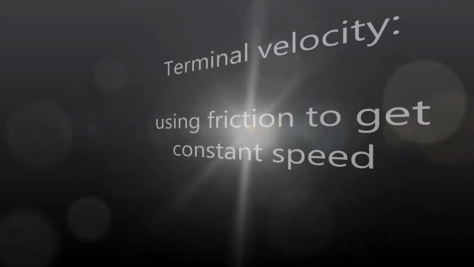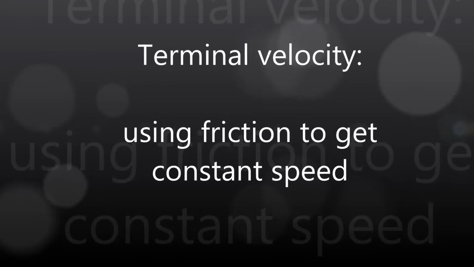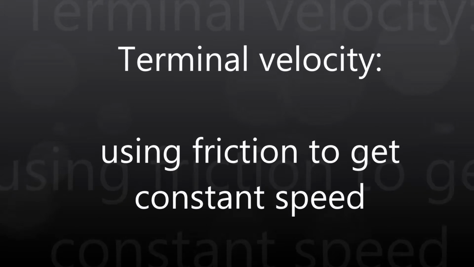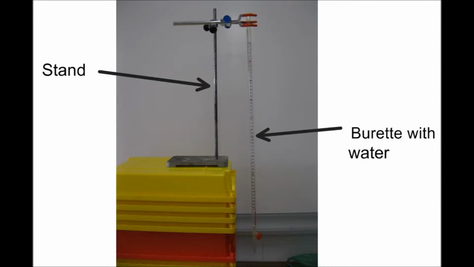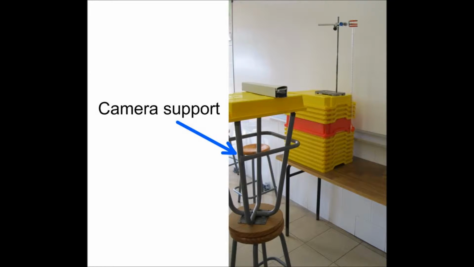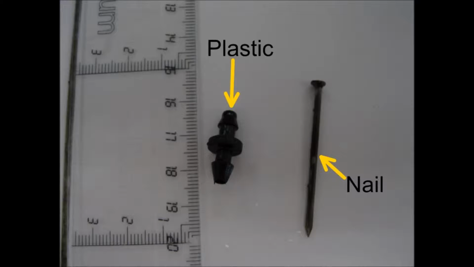The objective of the experiment is to study an object moving at constant velocity, particularly an object falling in water. Objects falling in a fluid can move at constant speed if there's enough time to reach this terminal velocity. We are going to use a burette filled with water and use a support to make sure the camera is not going to move. The object is going to be a steel nail and a plastic connector.